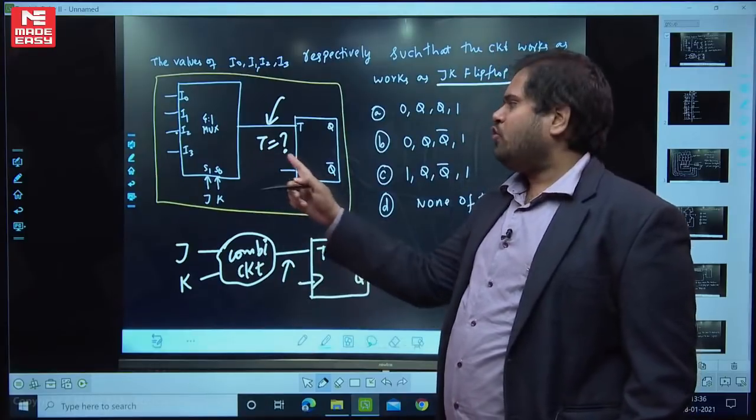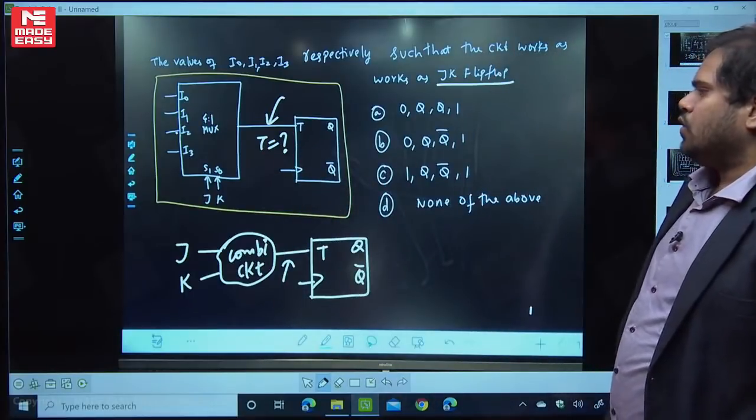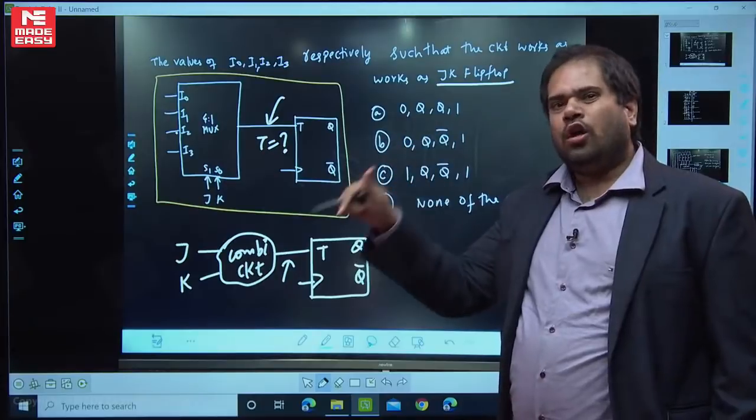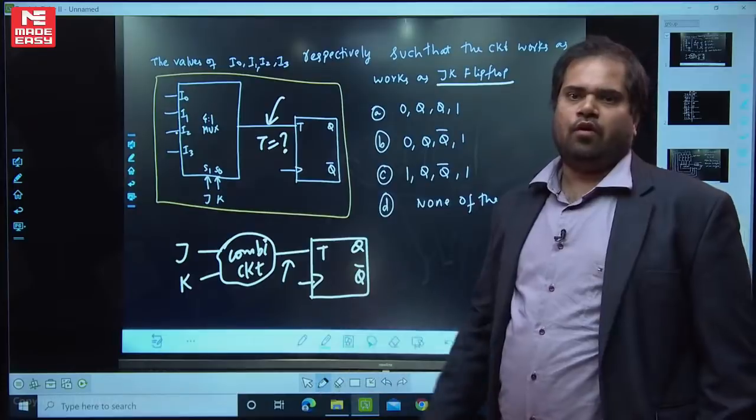How will you find? You have to find the T value. Understood? So you want a JK, and you are having a toggle flip-flop. Something you connect here so that this entire circuit will behave like a JK flip-flop is the question.